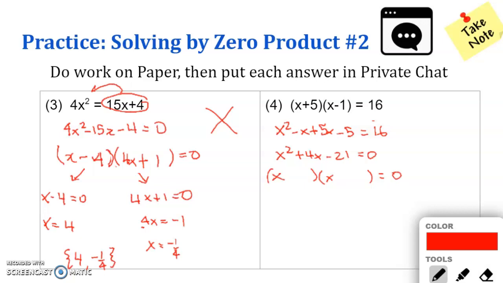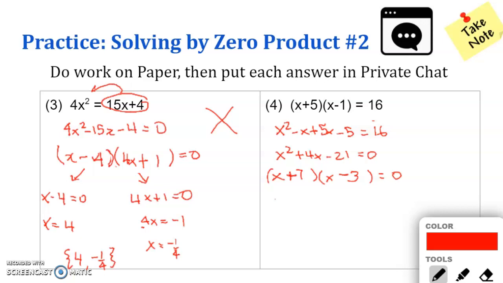What are the two numbers that multiply to negative 21 but that add to 4? So since it's negative, that means one's going to be positive, one's going to be negative. So the difference between the two numbers is going to be 4. So that's going to be 7 and 3. Okay, and I want the sum to be positive 4, so I know the bigger number has to be positive and the smaller number has to be negative. So x plus 7 times x minus 3 is equal to 0.